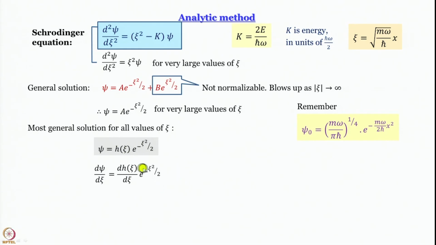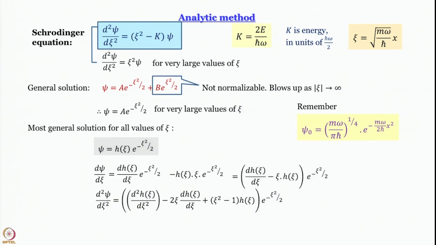What will the second term be? H, which is a function of xi, will remain intact, and it will be multiplied by the derivative of e to the power minus xi square by 2, which will be minus 2 xi multiplied by e to the power minus xi square by 2. So, this is what you will get, minus h of xi multiplied by xi e to the power minus xi square by 2. Okay. These are the two terms that we have got for d psi d xi.